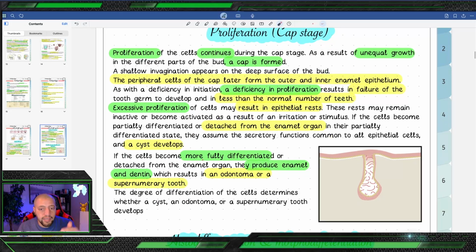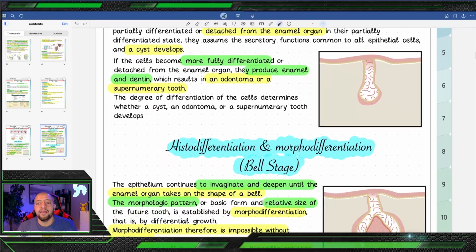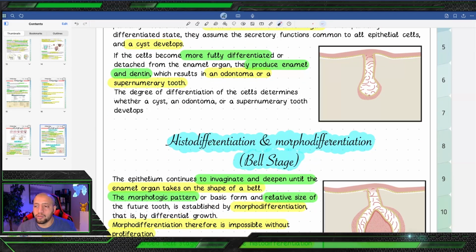If the cells of this epithelial rest become more fully differentiated or detached from the enamel organ, they produce enamel and dentin, which results in odontoma or supernumerary teeth. So again, supernumerary teeth can come from initiation or from proliferation. But odontoma and cyst come exclusively from which stage? Proliferation. Okay.